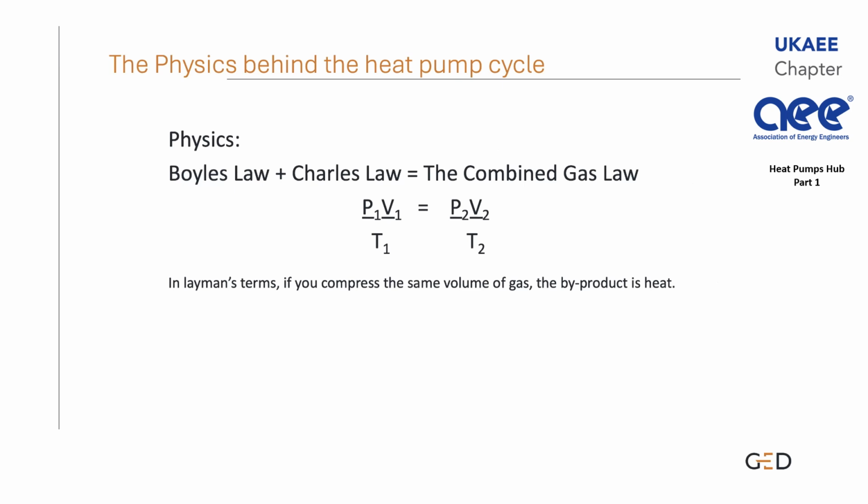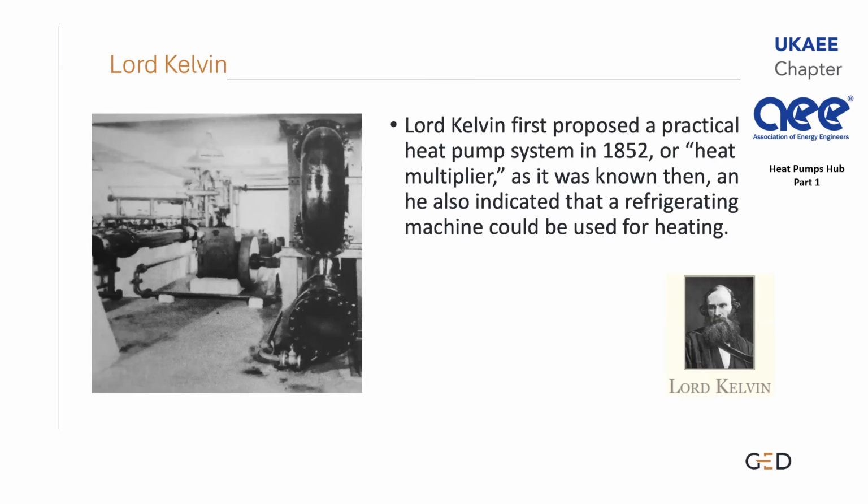So physics: Boyle's law and Charles' law is something we learned at O-level for some of us, or GCSE for the younger ones, at about the age of 15 at school. So P1 V1 over T1 equals P2 V2 over T2. In layman's terms, if you compress the same volume of gas, the byproduct is heat. It was Lord Kelvin that first proposed a practical heat pump system in 1852, as a heat multiplier as well as a refrigerant.